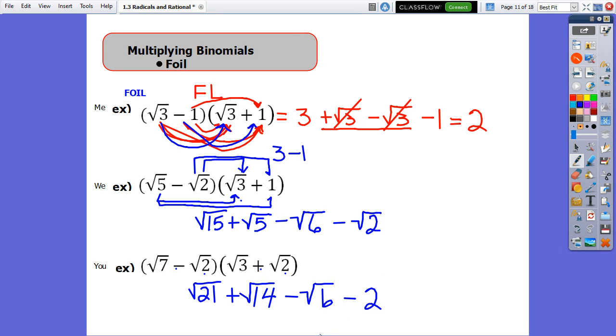I look to break these down. None of these can be broken down. That's similar to the one we just did. That's as far as I can go.